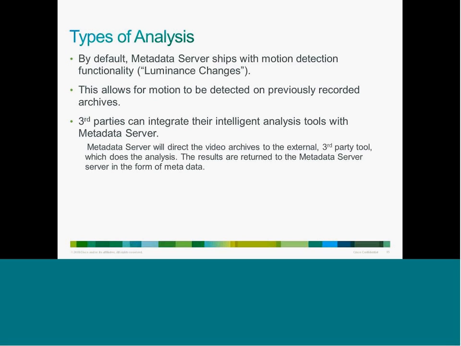Right? So types of analysis. While going through the setup, we chose luminance changes, which is the only one available as a registered metadata track today. That essentially is change in pixels across the video and keeping that metadata. So this is what is allowing us to do after-the-fact motion detection.